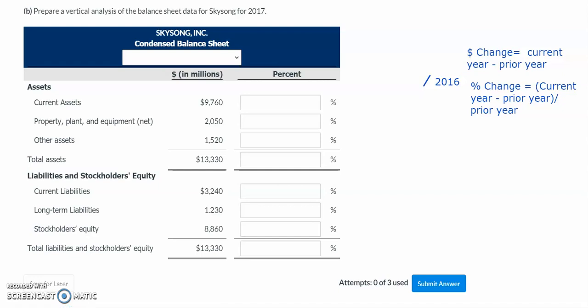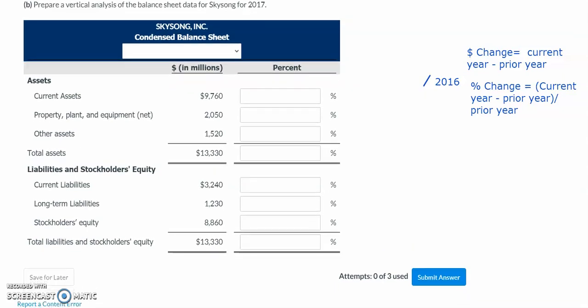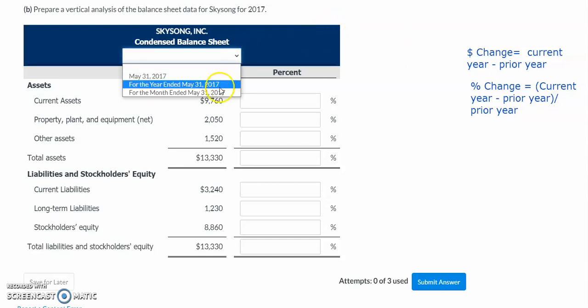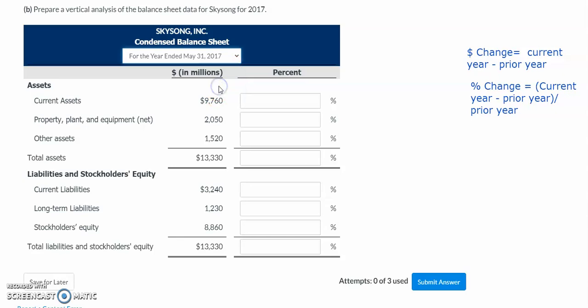So a vertical analysis is a little bit different. It's also referred to as a common size analysis. So you want to be familiar with the different terms. The horizontal analysis is also known as a trend analysis. The vertical analysis is also referred to as a common size analysis. And this is a balance sheet that is prepared for the year.